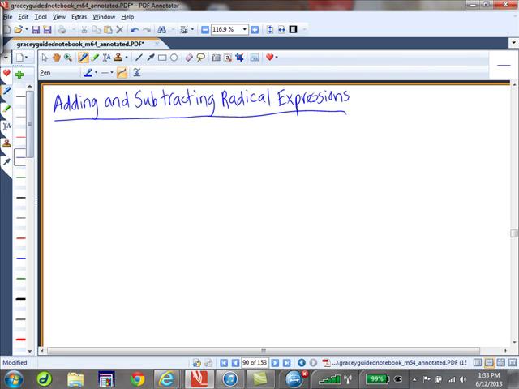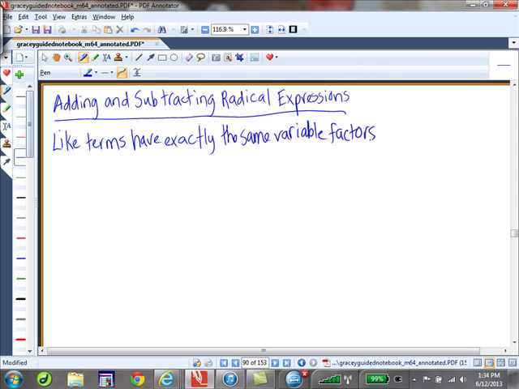All right. So you want to think about, what does it mean to have like terms? If you recall, like terms, when you're talking about polynomials, or they could be rational expressions, have exactly the same variable factors and can be combined.